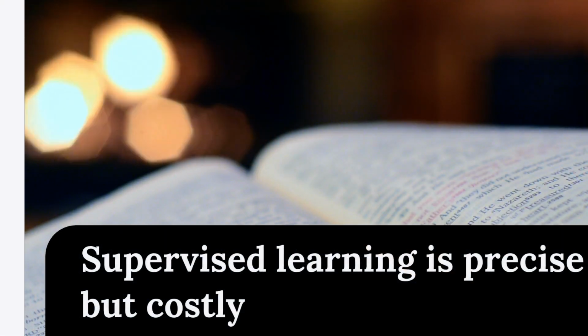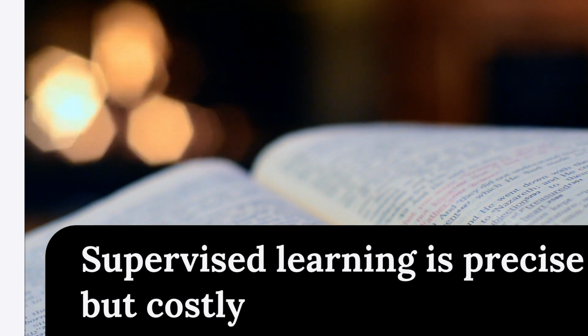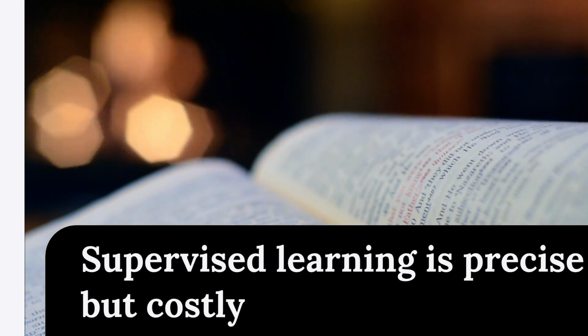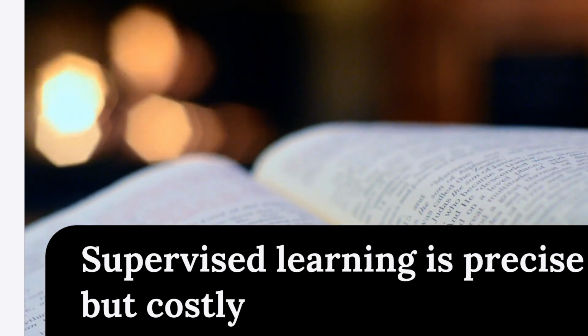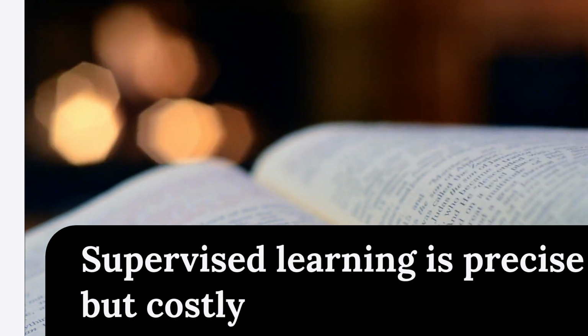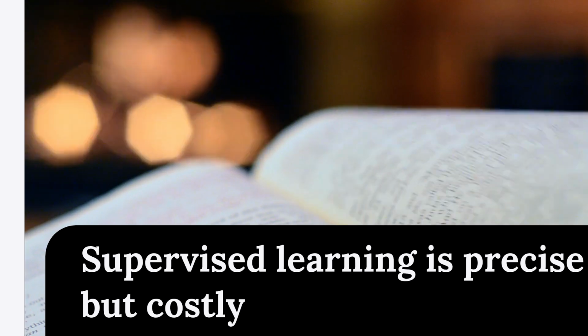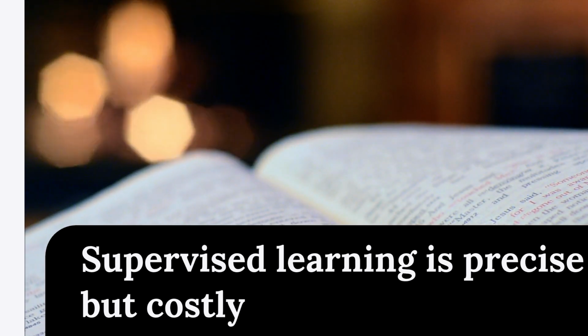Each machine learning type has strengths and limitations. Supervised learning is accurate with labeled data, but costly. Unsupervised learning reveals hidden patterns but can be hard to interpret. Reinforcement learning is effective, but resource-intensive. Choosing the right approach depends on the problem and data availability.